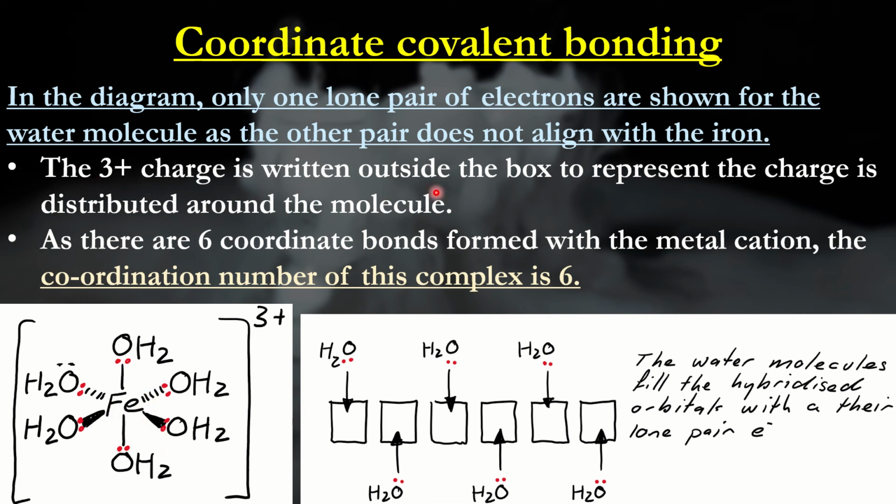The +3 charge is written outside the box, as you can see here, to represent a distribution of the charge. As there are 6 coordinate bonds, you can see 1, 2, 3, 4, 5, 6, the coordination number of this complex is 6. The 6 orbitals freed up by the iron 3+ cation have allowed lone pairs of electrons contributed by the water molecules to enter these empty orbital boxes, what we call hybridized orbitals. So that's how the bonding works.